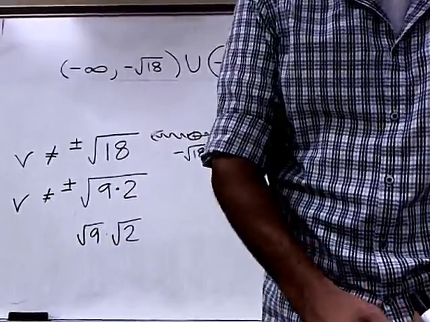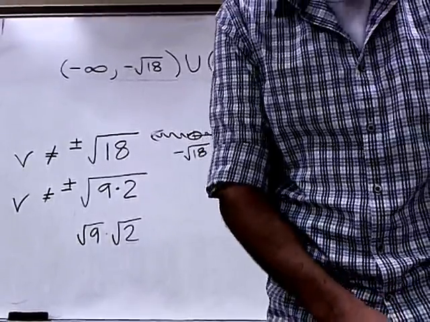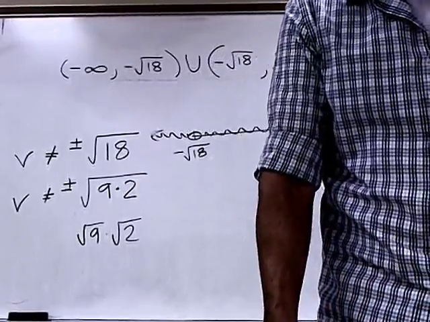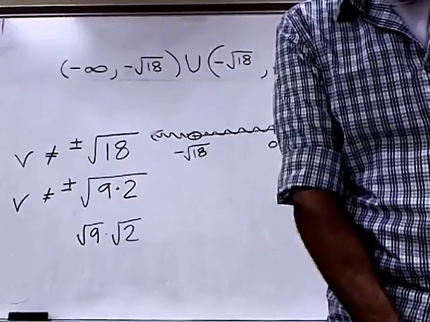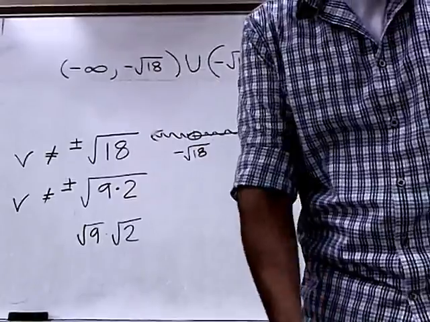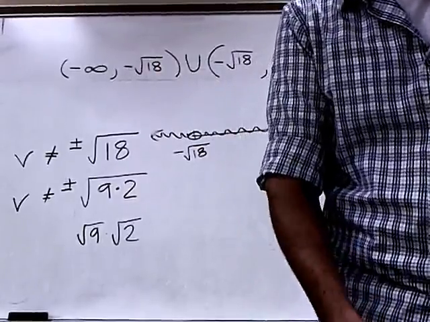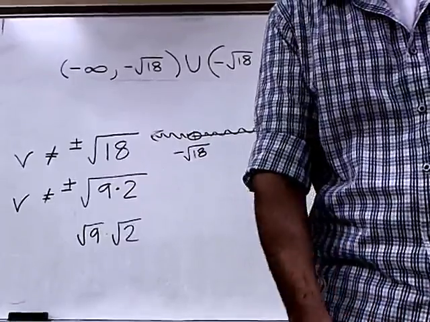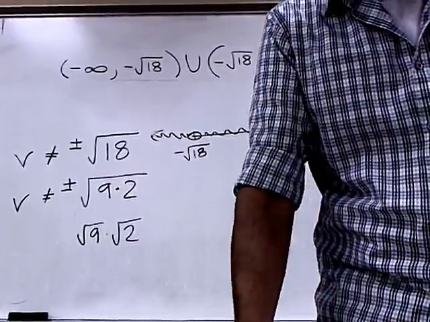Something close? Yeah, it's close to that. Let me see what they have. They just used 3 root 2 instead? Okay. Does that address the question? We good? Okay. Anything else?